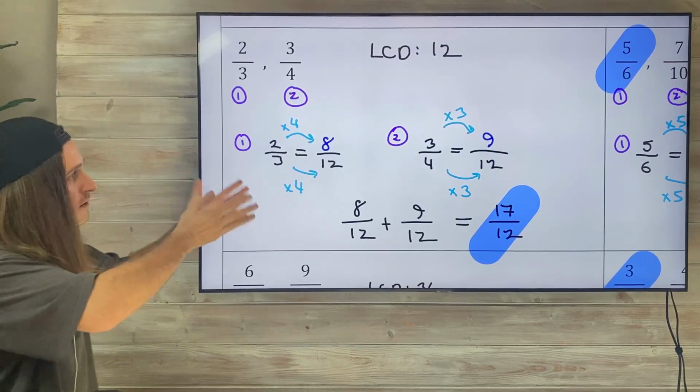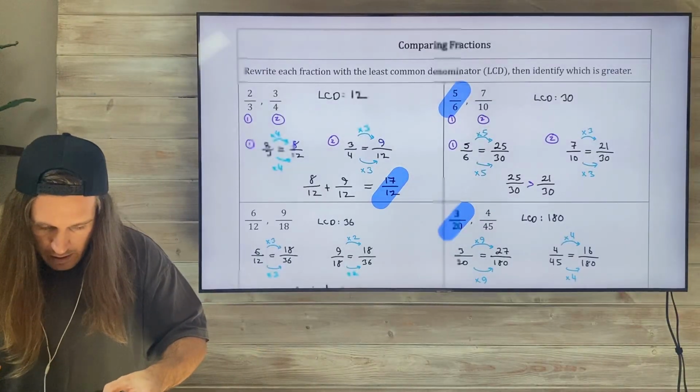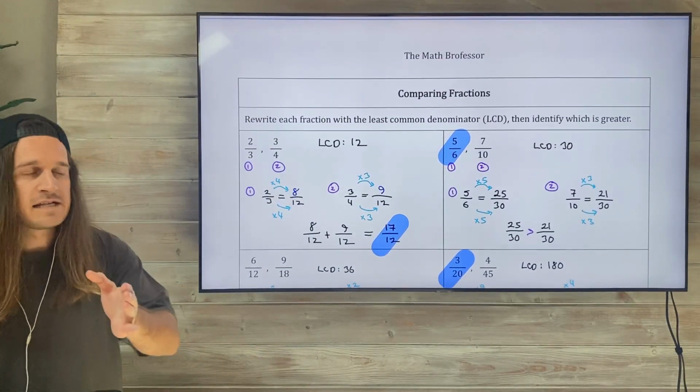So if you can do this, you're good. You've got it, right? You can handle this. Fractions no longer have to be something that scare or annoy you.